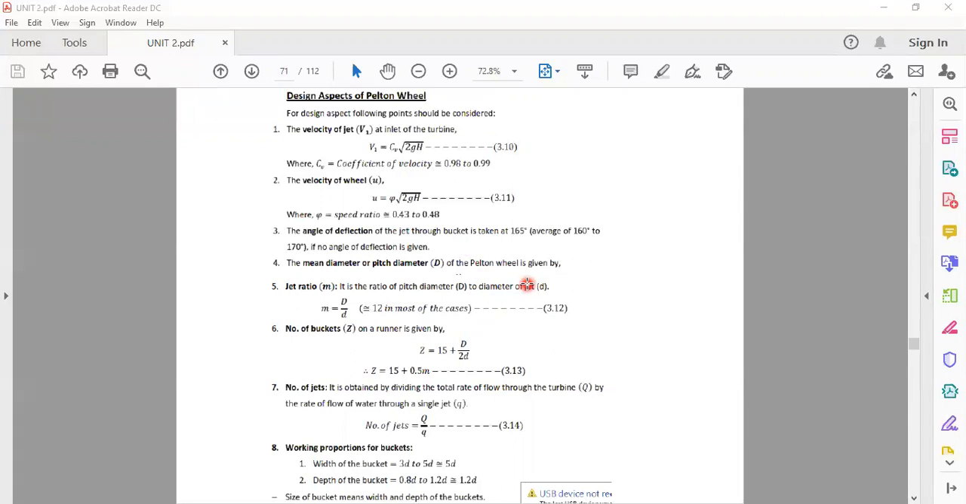Jet ratio is the ratio of pitch diameter to the jet diameter, m equal to D by d. Number of buckets z equal to 15 plus D by 2d, so z equal to 15 plus 0.5m. The number of jets is obtained by dividing the total rate of flow through the turbine by the rate of flow of water through a single jet, that is number of jets equal to Q upon q.